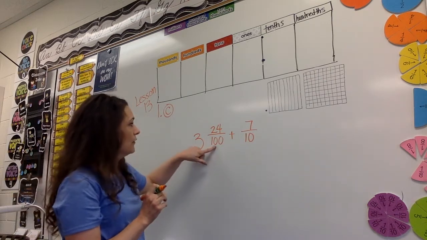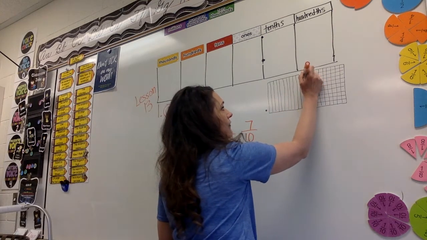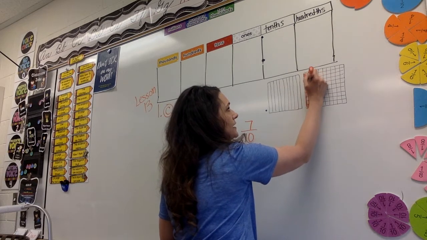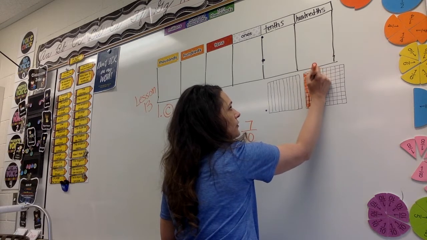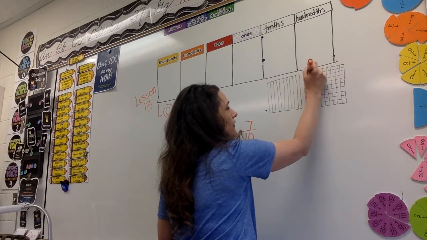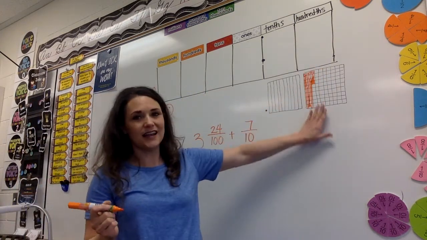So if I have 24/100ths, that means that I have 10, 20, and 1, 2, 3, 4. Okay. So I have all of these filled in. So if you want to picture 24/100ths in your head, that's kind of what it looks like.